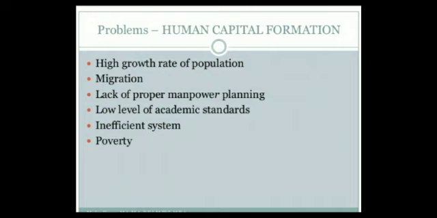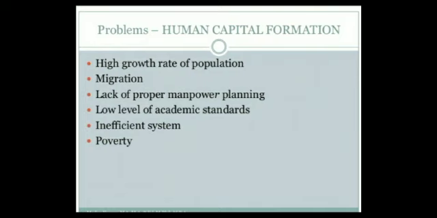Human capital formation. Problems of human capital formation. First, high growth rate of population. High growth rate of population is a main problem for human capital formation. The continuous rise in population has adversely affected the quality of human capital. It reduced per head availability of facilities.